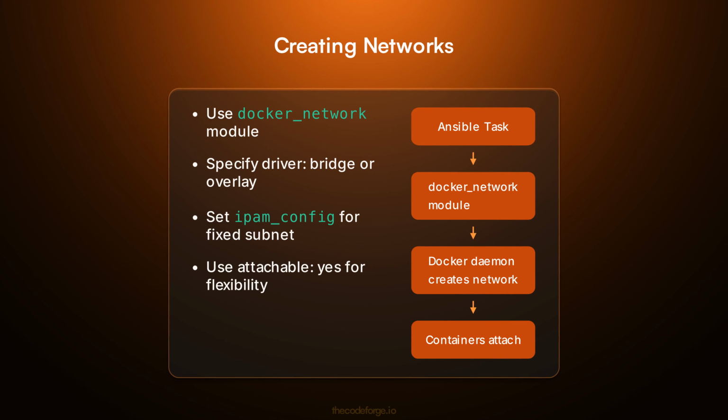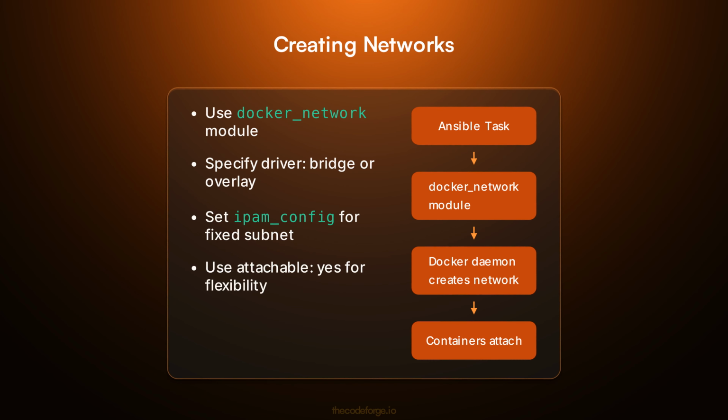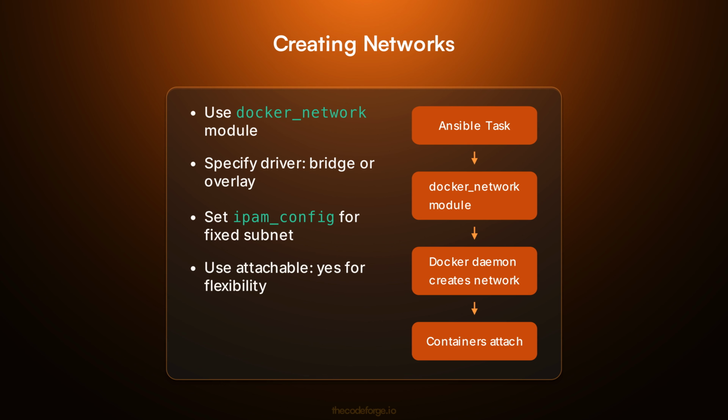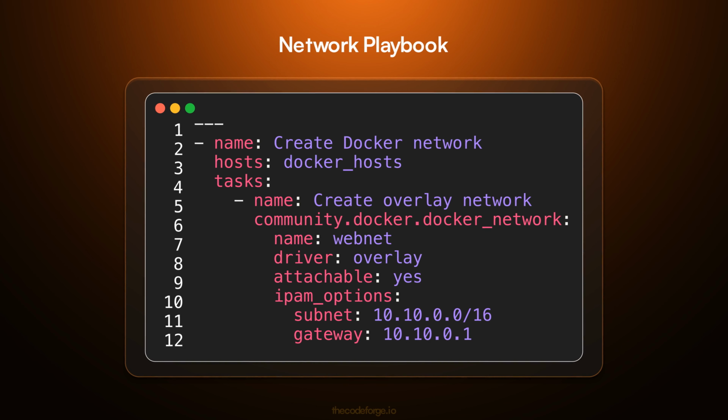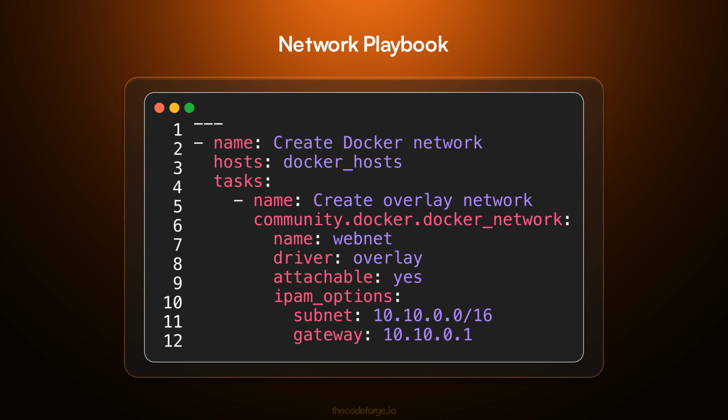For multi-container apps, you need networks. The docker_network module creates and manages Docker networks. Always specify a subnet to avoid conflicts with existing networks. For Swarm, use driver: overlay, and ensure Swarm mode is active. This creates an overlay network named webnet with a specific subnet. The attachable: yes option allows standalone containers to attach, which is useful for debugging. Remember, networks are immutable after creation. If you need to change options, you must delete and recreate.